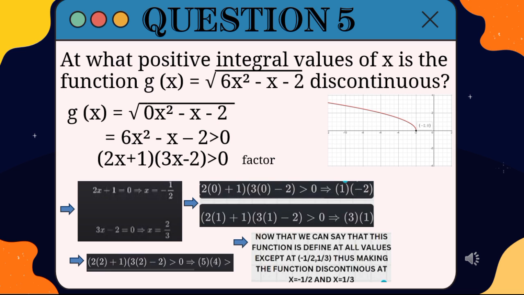Now, we all know that all of these are true. So in conclusion, the final answer: this function is defined at all values except at negative 1/2 and 2/3, thus making the function discontinuous at x equals negative 1/2 and x equals 2/3. Apologies for this. It's supposed to be 2/3, and this is supposed to be a 6.